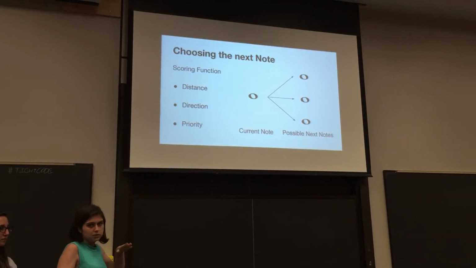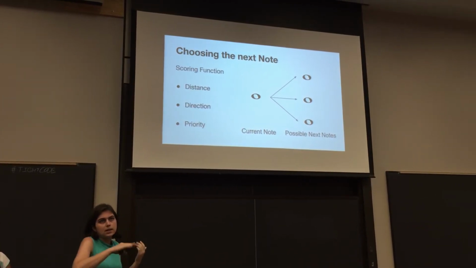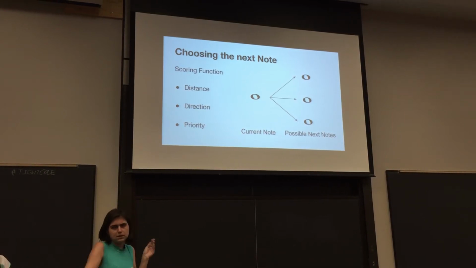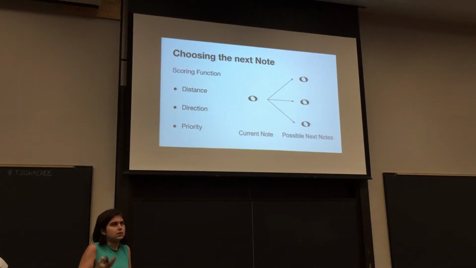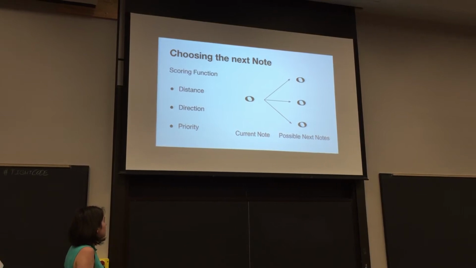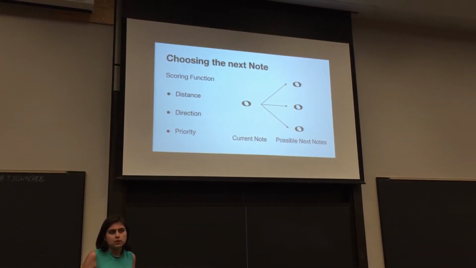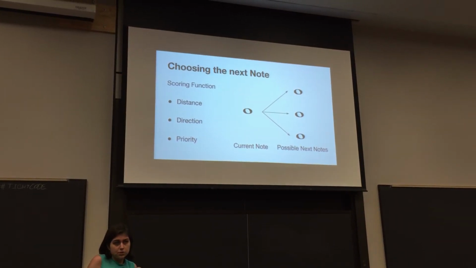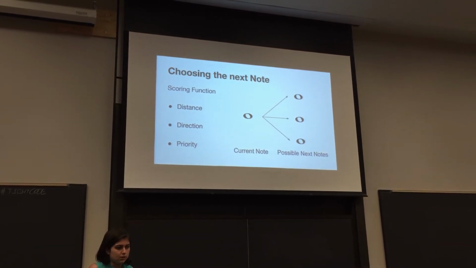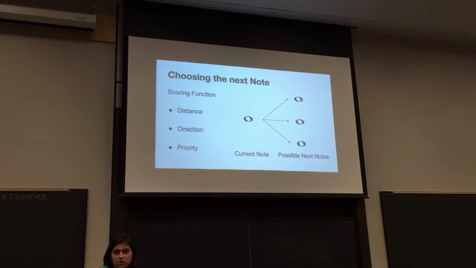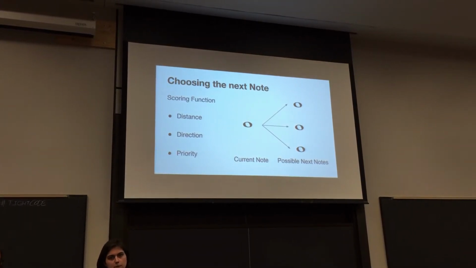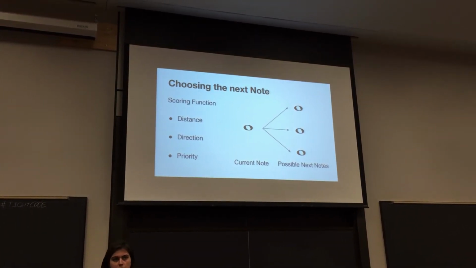Then the direction it's going from the previous note: if they want an ascending line, we don't want descending notes to be valued higher than ascending notes. And then the priority of the note in the chord. Certain notes are more important to the feel of the chord than others. The 3 and the 7 give the chord its character more than the 5, which is sometimes even just left out when people are playing the chord.